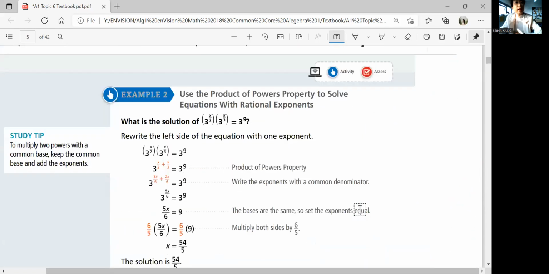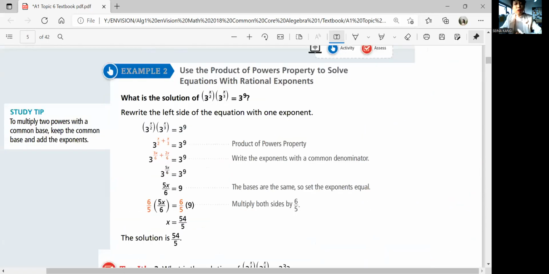All right, the next page, example 2. Use the product of powers property to solve equations with rational exponents. What's the solution of 3 to the power of x over 2 times 3 to the power of x over 3, which is equal to 3 to the power of 9?